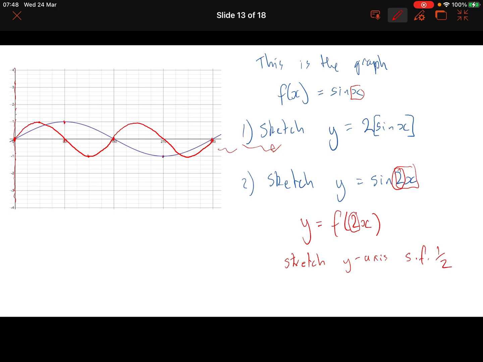Okay? So one way of looking at it is that the graph cycles twice as often as you think. This is one complete cycle of the sine curve, and this one cycles twice in one cycle of the original sine curve. Okay, so we can stretch graphs as well, according to the instructions that we're given.